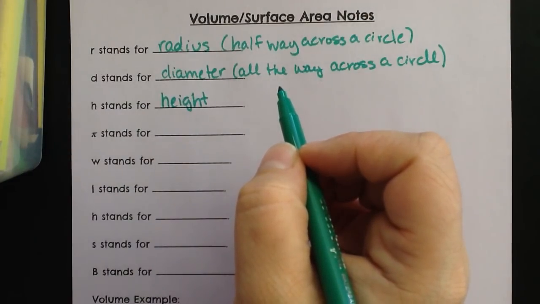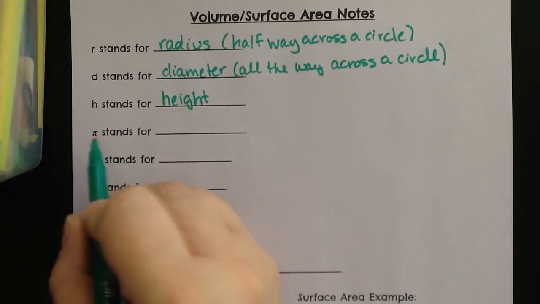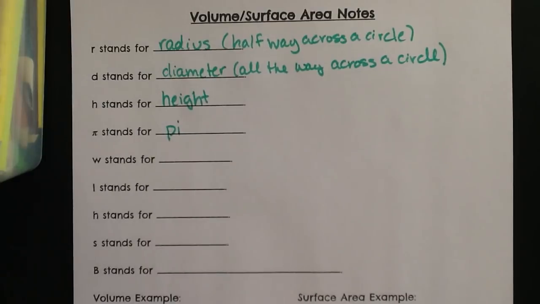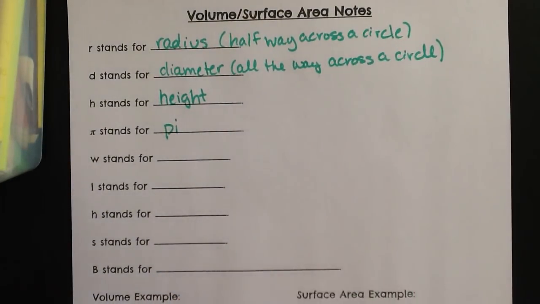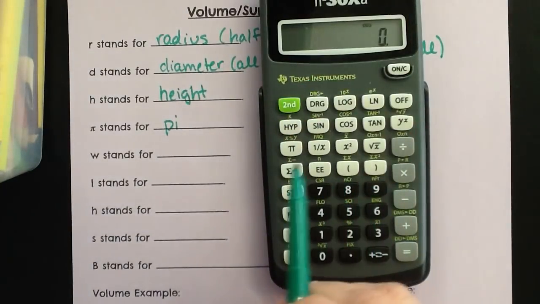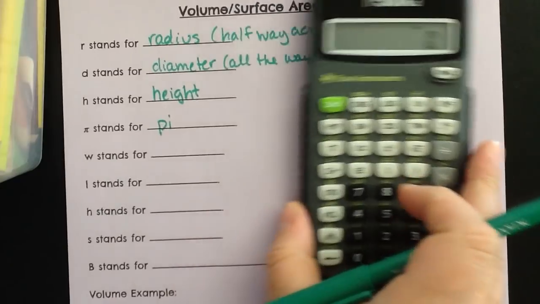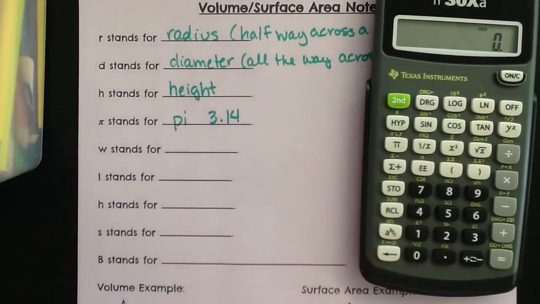This symbol is pi. Okay, and it stands for pi, and I'm going to show you how we write it, pi. And then when we use this, there is a pi symbol on your calculator. So you can use the pi symbol, but a lot of the times you would just leave it as 3.14. Okay.